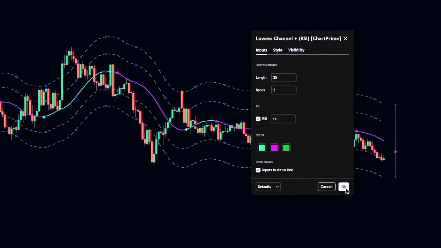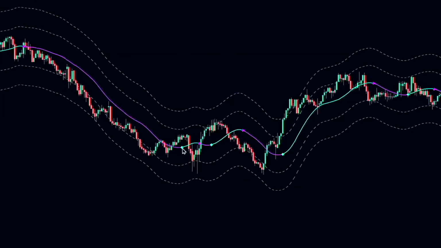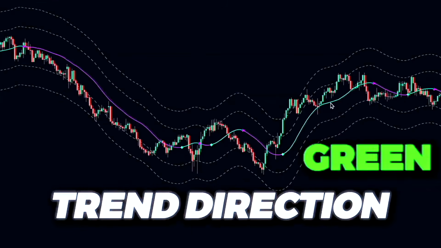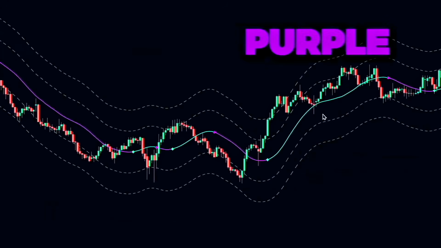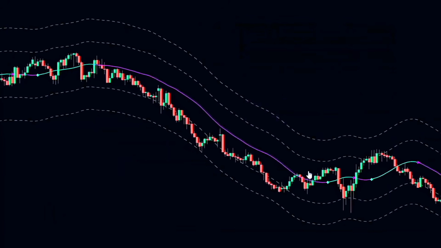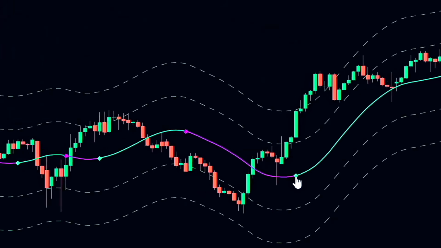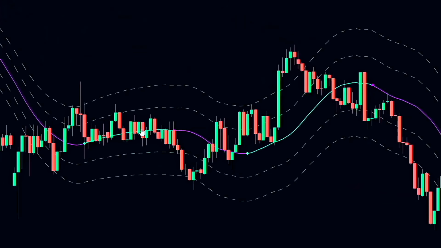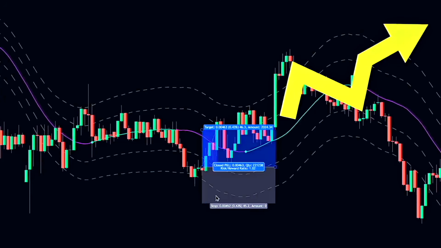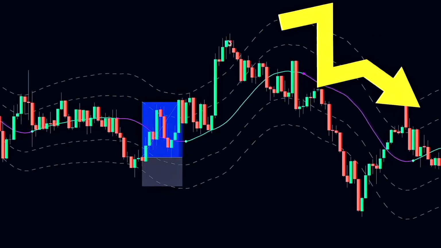Next, let's chat about using this indicator to trade. One easy way is to follow the main lowest line's color. Green, look for buys. Purple, think sells. Those diamonds, when the color changes, can confirm a trend shift. Another approach is using the outer bands. If the price drops and tags the lower band, it might be oversold, suggesting a bounce or reversal up. If it hits the upper band, it could be overbought, hinting at a drop.